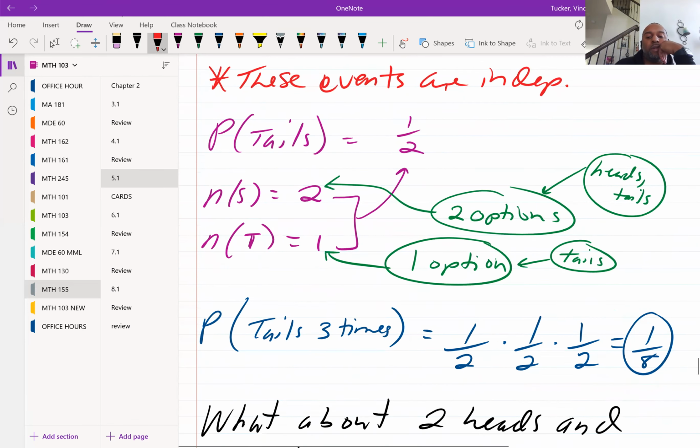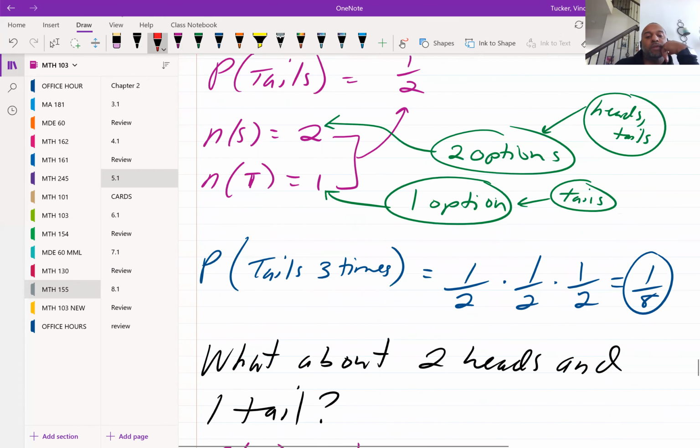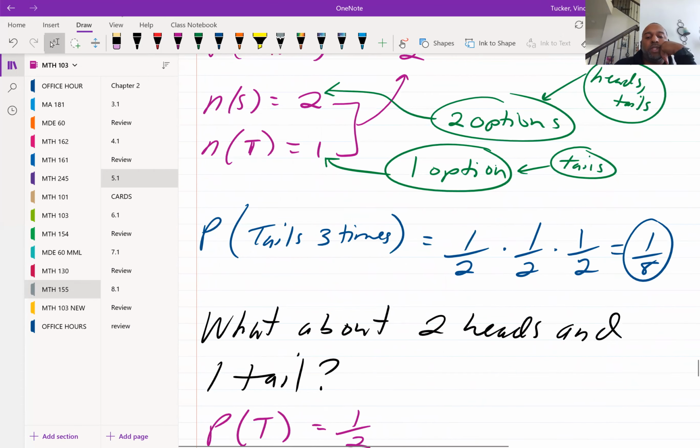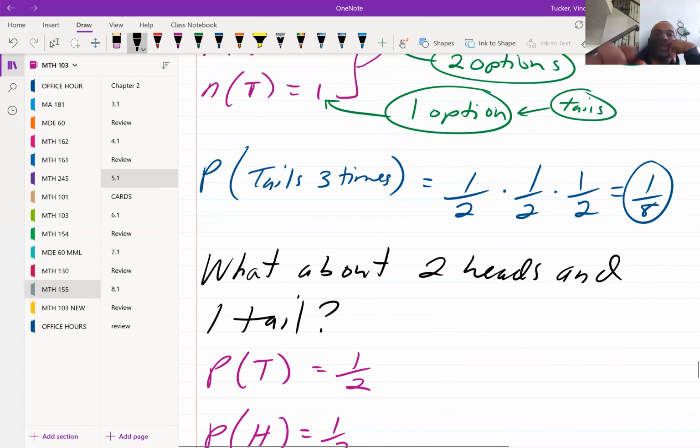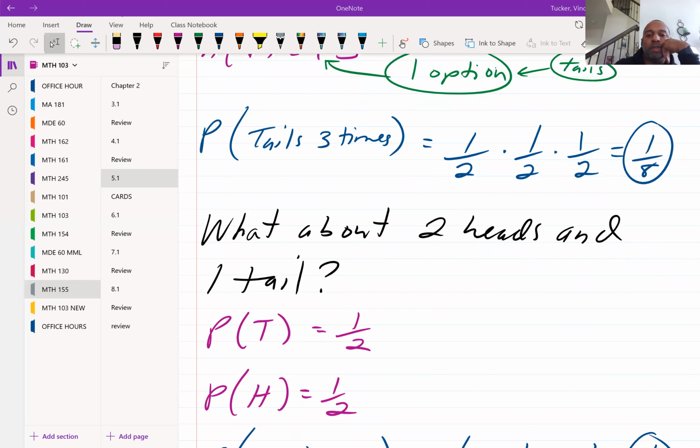All right. Next one, still leaning on what we just finished doing. What about 2 heads and 1 tail? Let's see something. If a problem is given, it will tell us if it's independent? No, you make that declaration of whether it's independent or not.